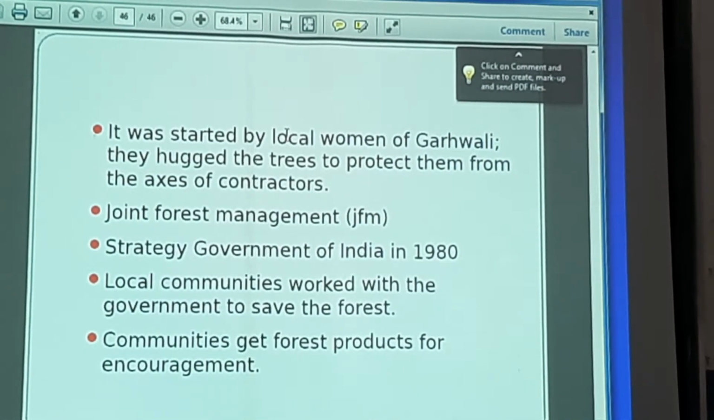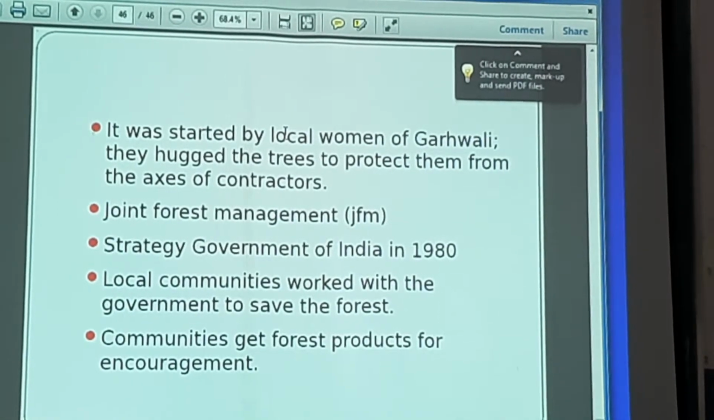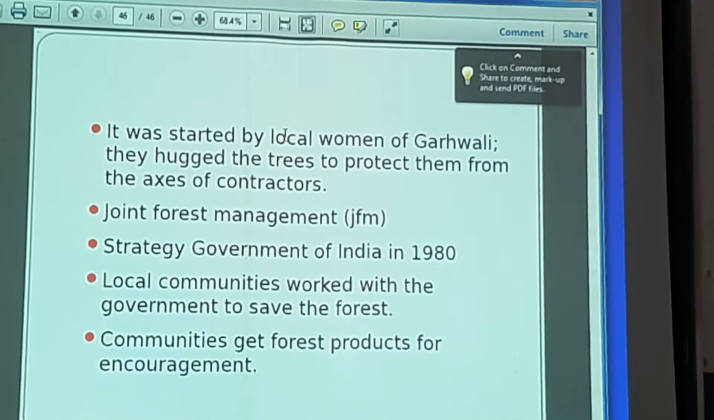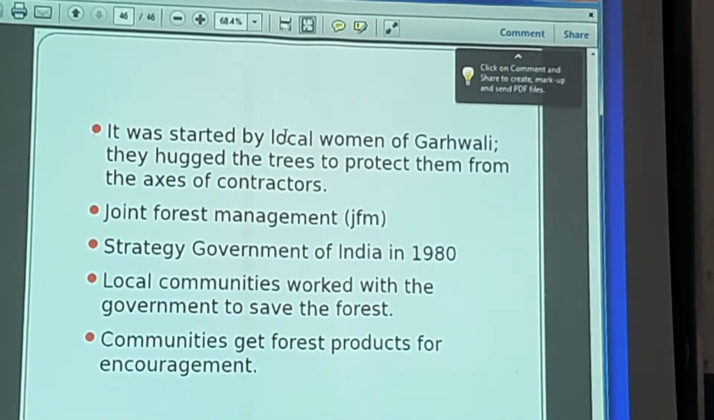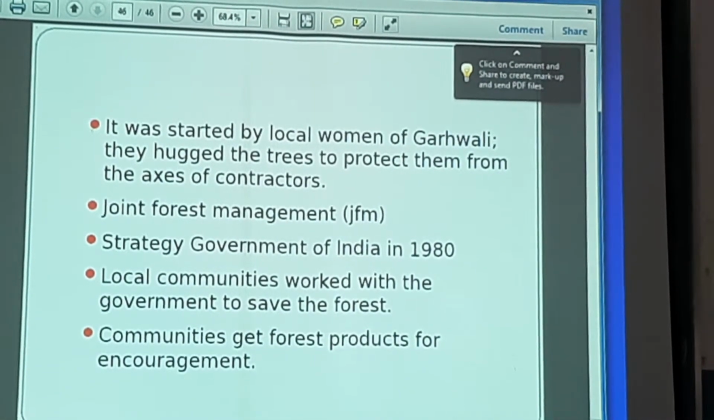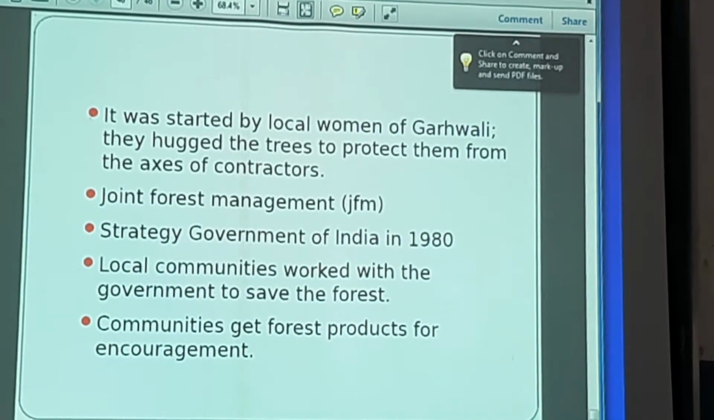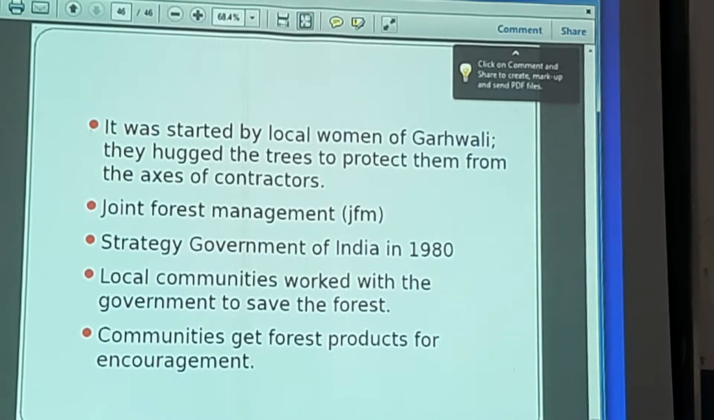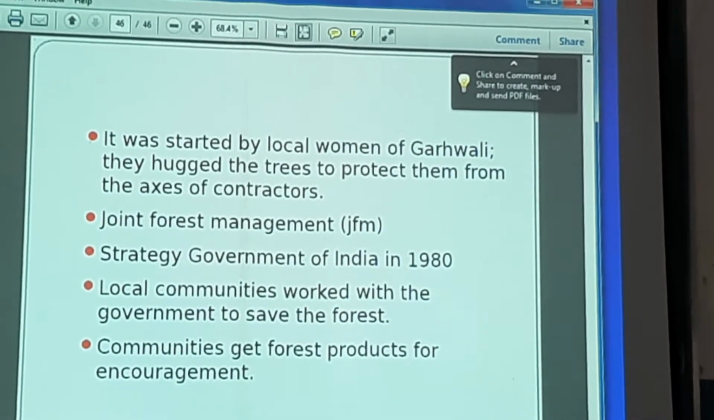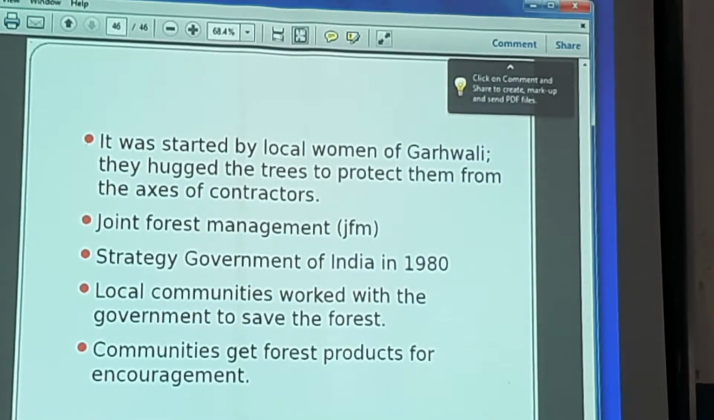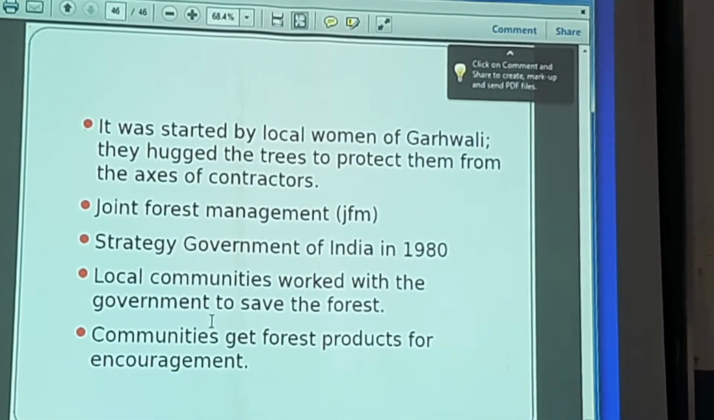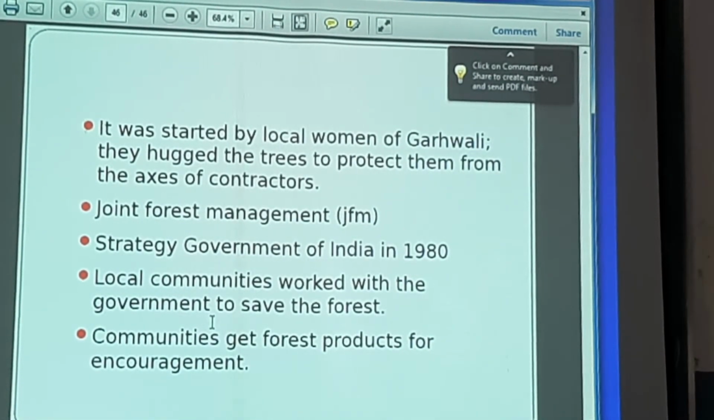Joint forest management was a strategy of the Government of India in 1980. Local communities work with the government to save the forest, and communities get forest products. What is the reward that they get for protecting the forest? Forest products like fruits, honey, wax, resins, wood. All those forest products are given to these people who are helping in joint forest management. That is the reward that they get.